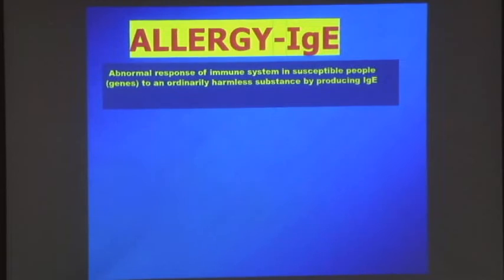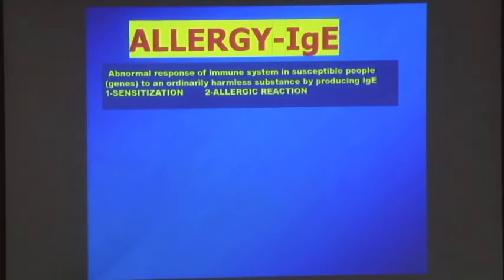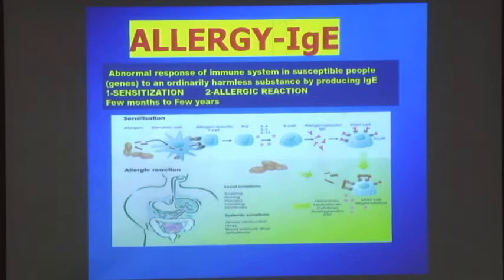So allergy, IgE, and what is allergy? It is an abnormal response of the immune system of susceptible people who have genes of allergy. This abnormal response is to things which are harmless substances, but they are considered harmful for the body by the immune system of the susceptible person, and the body starts reacting. So there are two phases, the phase of sensitization and the allergic reaction. Everybody of you knows about it, and it takes a few months to a few years for the allergic reaction to develop. The first stage of sensitization may even take years, and then suddenly one starts having the allergic reaction. You can see the first phase. This is the phase of sensitization, and then on the second exposure, after the sensitization, the allergic reaction takes place.